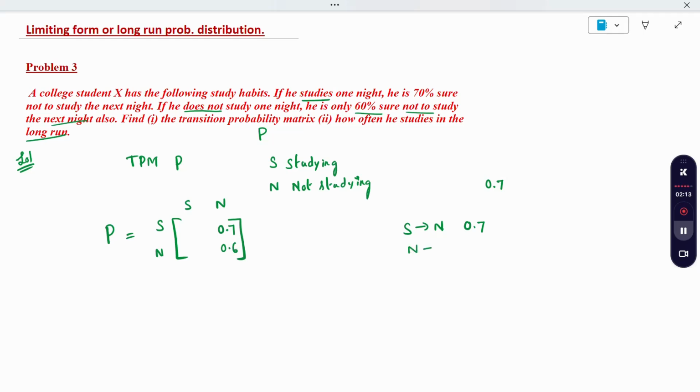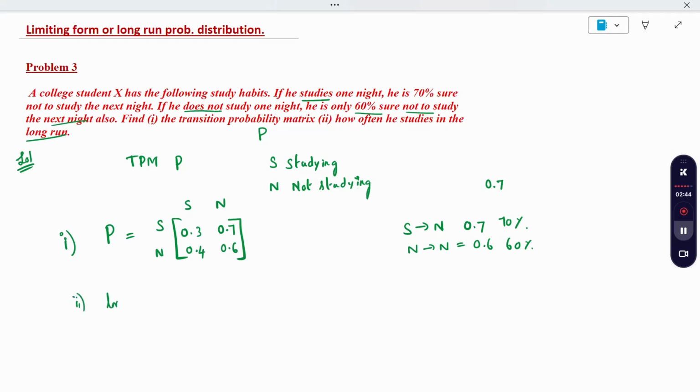So it is 60%, this is 70%. Both data are given, and the rest is not given, so it is 1 minus the corresponding value. So 1 minus 0.7 is 0.3, and 1 minus 0.6 is 0.4. This is the data given, so P is calculated. Now how to find the long run, we have to do it.